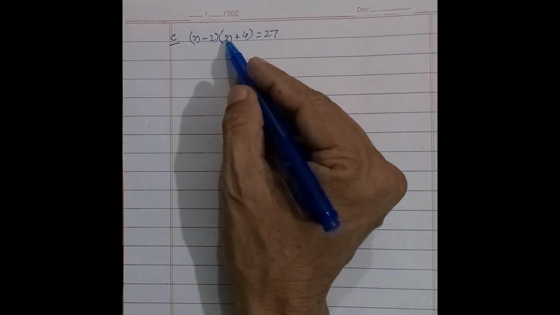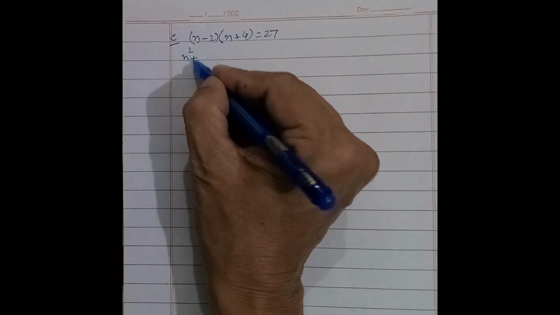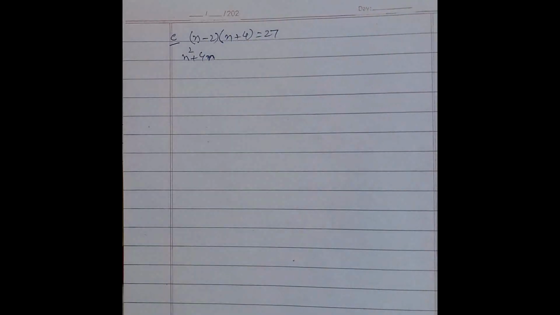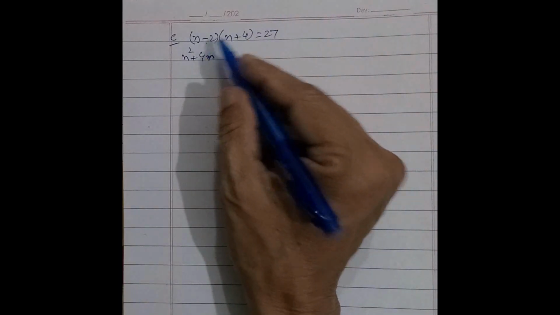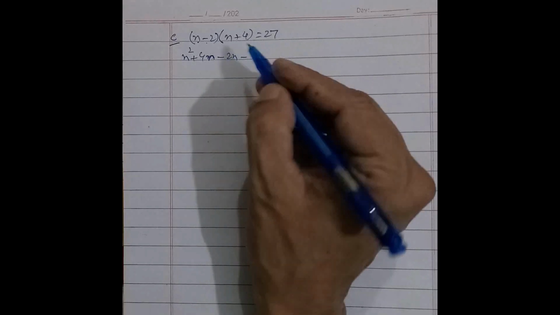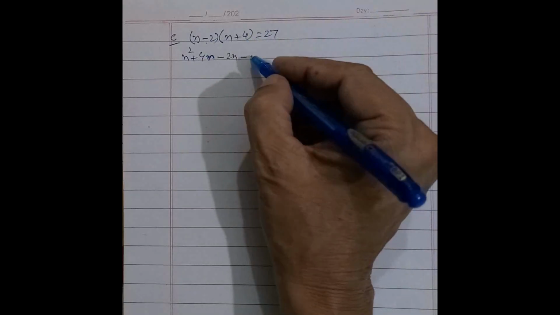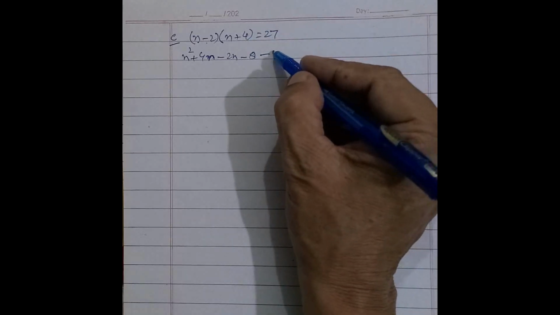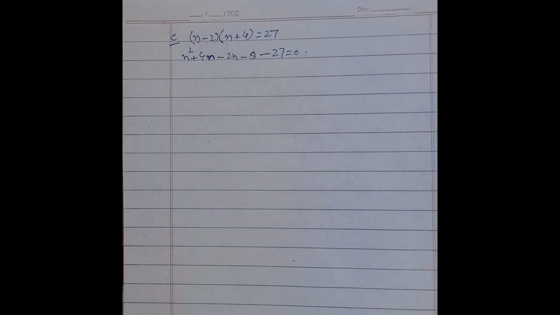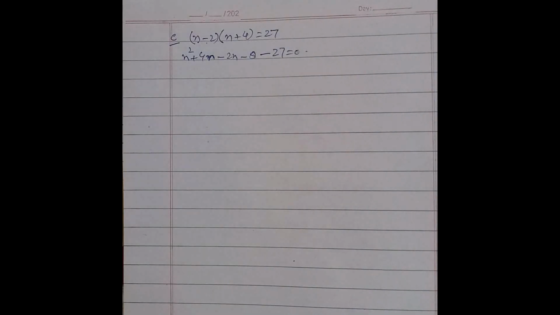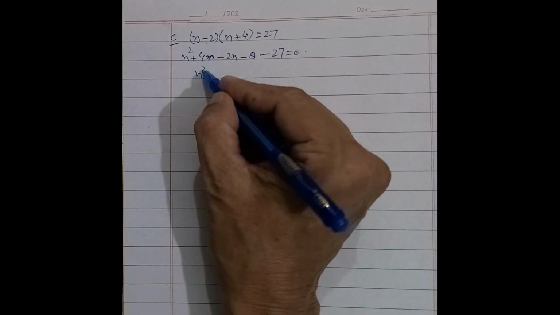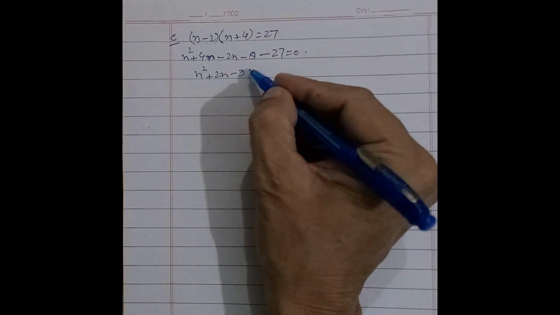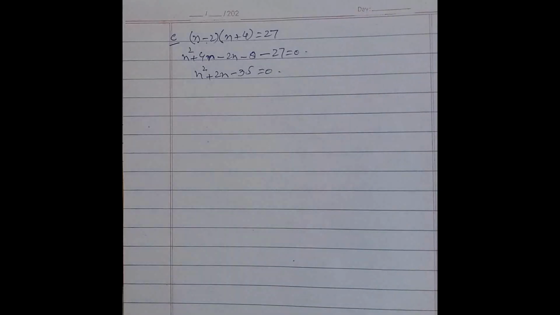Let's start. n multiplied by n, we have n square. n multiplied by 4 is equal to 4n. Then minus 2 multiplied by n is minus 2n. Minus 2 multiplied by plus 4 is equal to minus 8. And we shift 27 on the left side, it is minus 27 is equal to 0. Now simplify these values. We have n square plus 2n minus 35 is equal to 0.